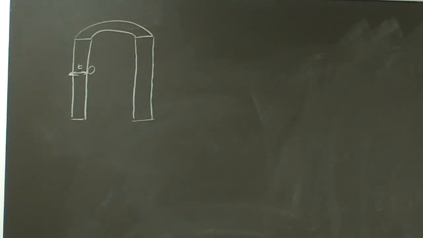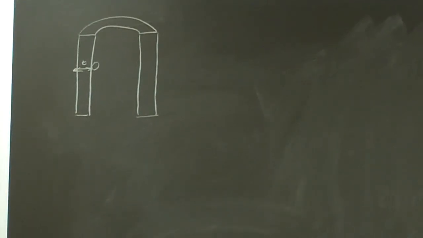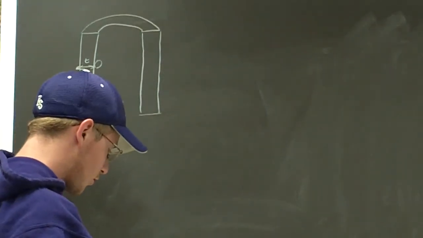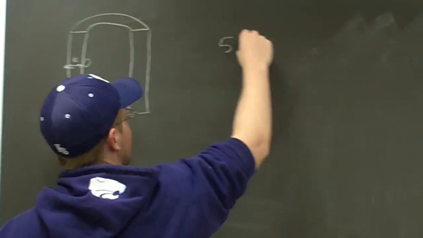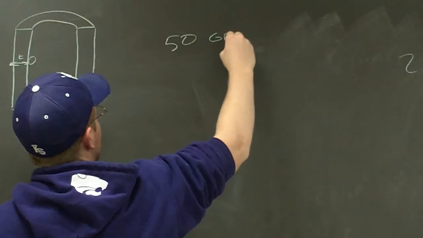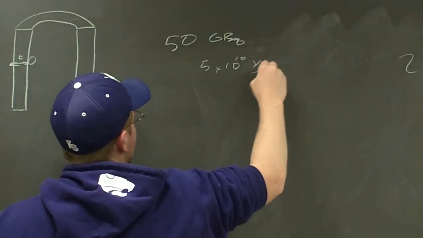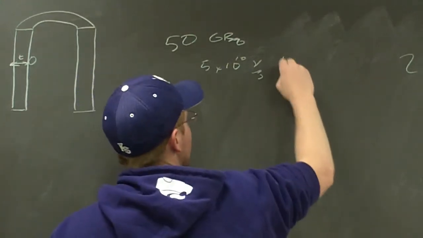Does it say anything about the wall or the cask dimensions? No. Okay, alright. That's the second assumption. So first we're going to find the source strength, because they give it to us in gigabecquerels. So it's just going to be 5 times 10 to the 10 photons per second. And these are 1 MeV photons.